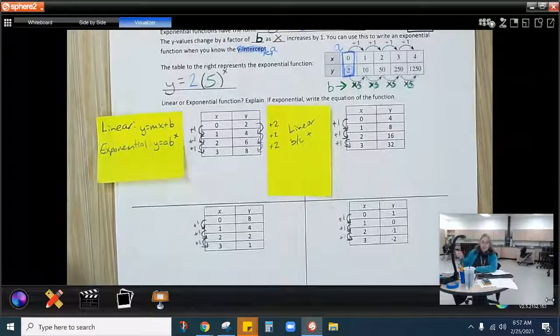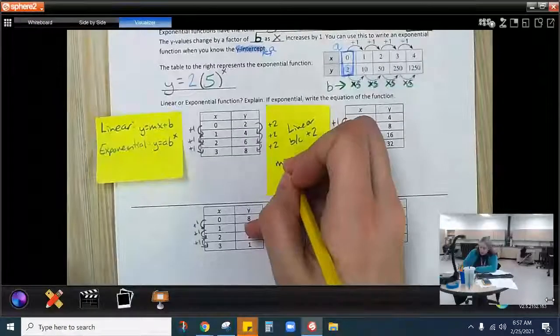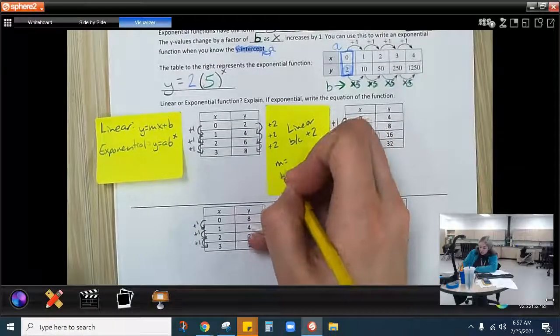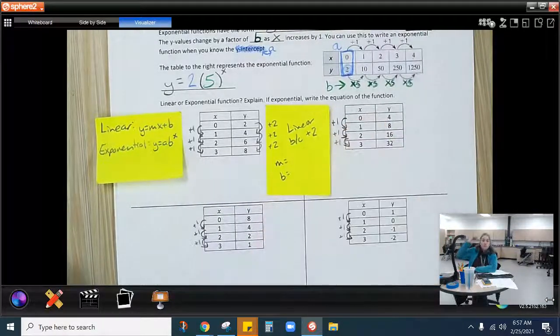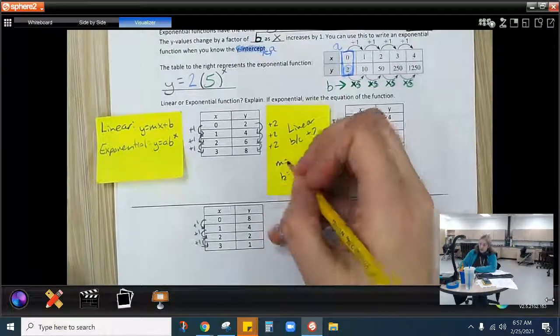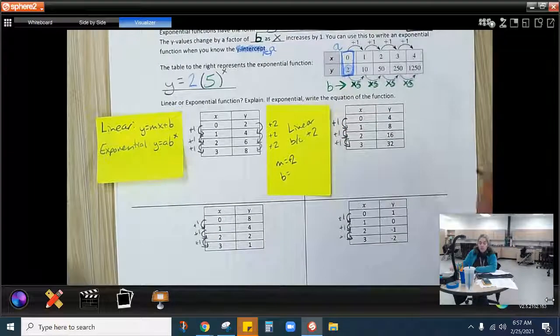Right? It's linear because I'm adding 2. So then what's that equation? Well, I would need to figure out what my slope is, and I need to figure out what my intercept is. Now, the slope is whatever your rate is. We just found that. That's 2, right? Plus 2.